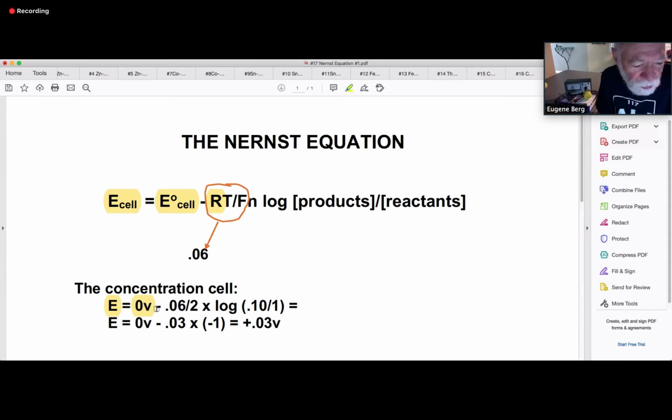Okay, here comes the next part of this. Minus 0.06, the constant we're going to use from now on, divided by 2. Where did I get the 2 from? 2 electrons are being transferred between the two half reactions. And then the log of, now this is where you want to look at the total reaction and its products over reactants. The product was the 0.1 molar copper, and the reactant was the 1 molar copper. Okay, so look at those numbers and see if it makes sense how I plug these into the Nernst equation. Any questions on it? You see where all the numbers came from?